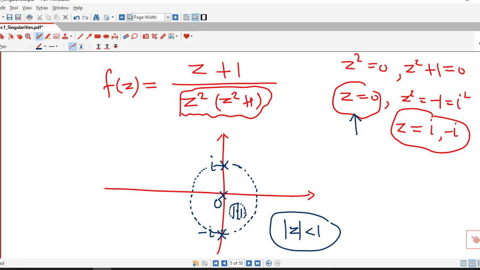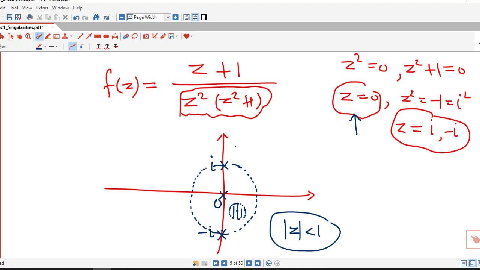A function is analytic at a point if there exists a neighborhood of that point such that the function is differentiable at every point in that neighborhood. So we can always find at least one point in any neighborhood of 0 such that the function is analytic at that point. So 0 is a singularity of f of z.